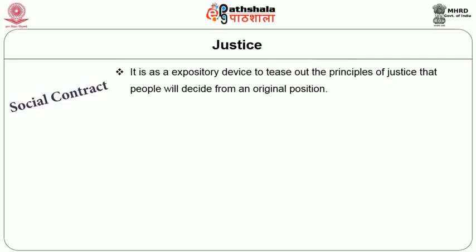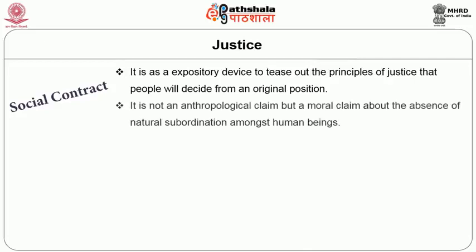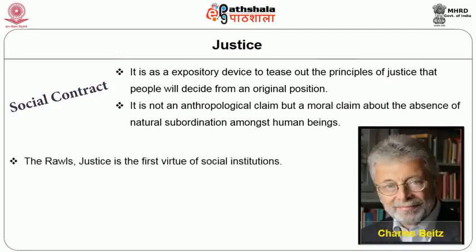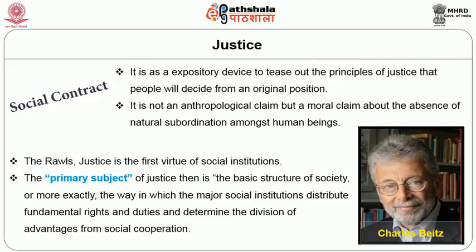The social contract is an expository device to tease out the principles of justice that people would decide upon from an original position. It is not an anthropological claim but a moral claim about the absence of natural subordination among human beings. Charles Beitz highlights that for Rawls, justice is the first virtue of social institutions. The primary subject of justice then is the basic structure of society, or more exactly, the way in which the major social institutions distribute fundamental rights and duties and determine the division of advantages from social cooperation.